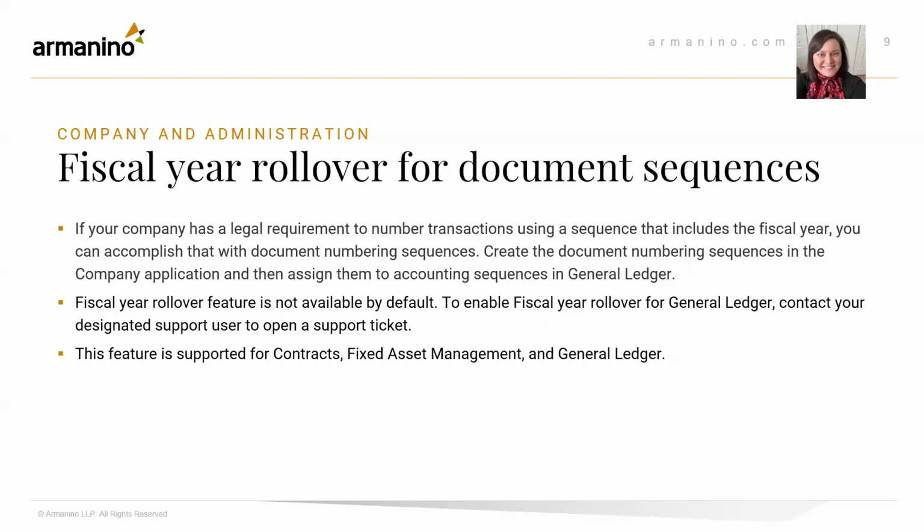And then fiscal year rollover for document sequences. If your company has a legal requirement to number transactions using a sequence that includes the fiscal year, you can accomplish that now with document numbering sequences. You can create the document numbering sequences in the company application and then assign them to the accounting sequences in the general ledger. The fiscal year rollover feature is not available by default. To enable this, please reach out to your designated support user within your organization, and then have that person open a support ticket. This feature is supported for contracts, fixed asset management, and general ledger.